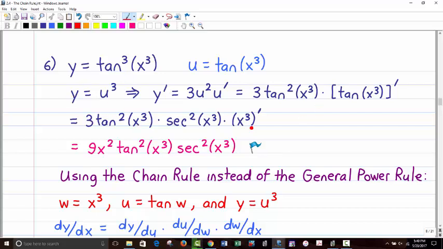So that stays as is. And the derivative of tan of x cubed will be sec squared x cubed, but then you have to take the derivative of the x cubed. That's why I call this a secondary chain rule step, because you have to take the derivative of the tan itself, and then you have to take the derivative of the x cubed. So it gets a little complex there. The derivative of the x cubed becomes 3x squared, which I combined with the 3 to make 9x squared, and then I have tan squared x cubed and sec squared x cubed.